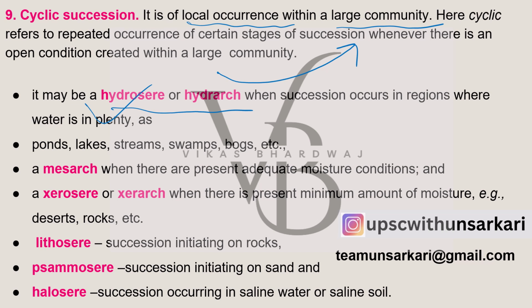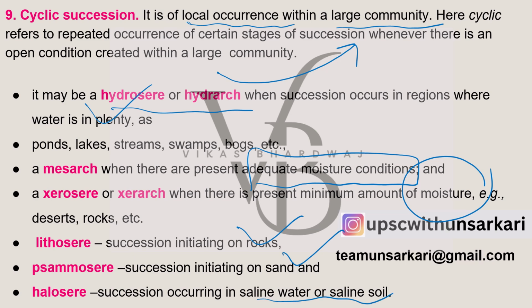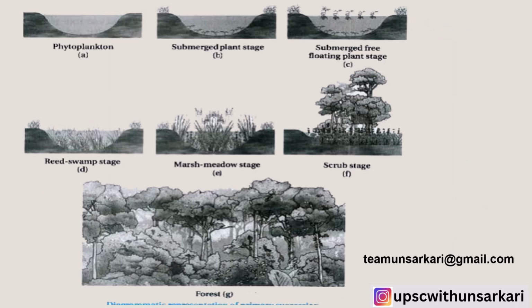Similarly, mesarch is where adequate moisture conditions are present. Then xerarch, where there is a minimal amount of moisture, for example, deserts and rocks. Lithosere is succession initiating on rocks, psammosere is succession initiating on sand, and halosere is succession on saline water or soil. So here are the examples: phytoplankton, submerged plant stage, submerged free-floating plant stage, reed swamp stage, marsh meadow stage. Just look at the pictures very carefully. Then the scrub stage, and finally the forest stage.